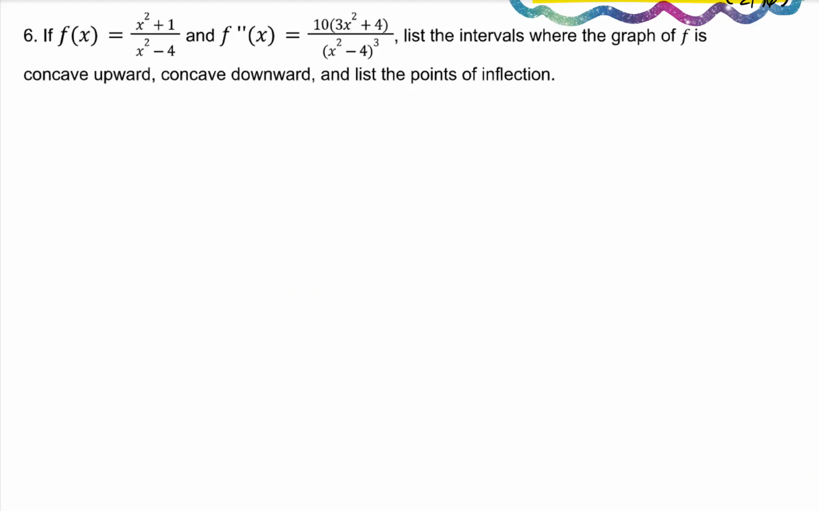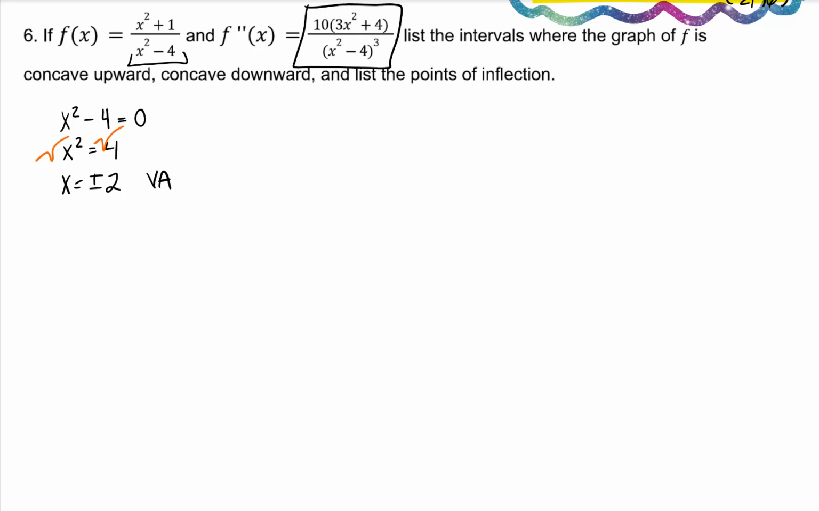To determine the intervals of concavity and possible points of inflection, we first need to determine if there are any domain restrictions to our original function. Domain restrictions would be anything that makes this denominator equal to 0. We have a vertical asymptote at -2 and at +2, so 2 vertical asymptotes.